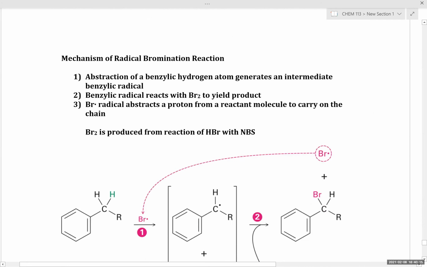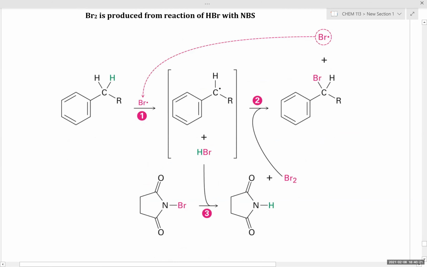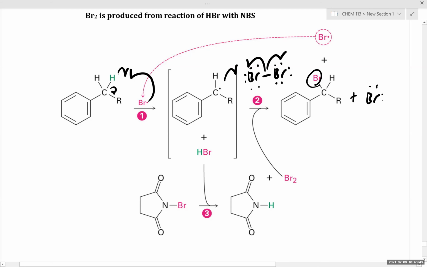Okay, so let's keep going then. So this is just another overview of the mechanism. So once you've generated your bromine radical, the bromine radical can abstract a hydrogen. You generate a nice stable benzylic radical. Your substrate radical then abstracts a bromine atom from Br2, and we generate our desired brominated product, as well as a second equivalent of bromine radical, allowing you to continue on the radical chain.